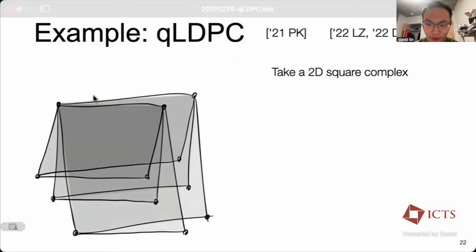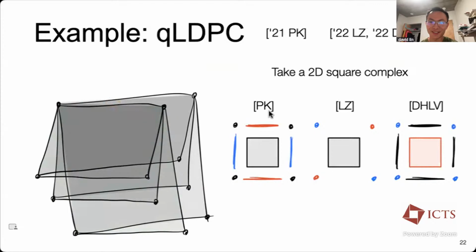So for the quantum code, as I mentioned, there is this construction by Panteleev and Kalachev, but later on there are also two other constructions, like variants of it. So in all these three constructions, the first step is, again, still the same. Just take a 2D square complex. But then the next step becomes very different. So in Panteleev and Kalachev, what their papers say is that now you place the qubits on the faces and the vertices, and then you put the X and Z checks on some horizontal and vertical edges.